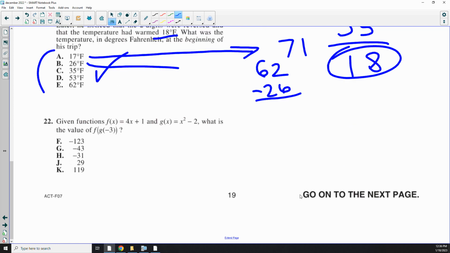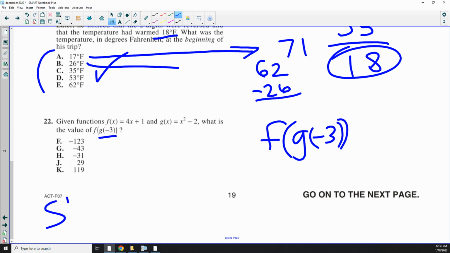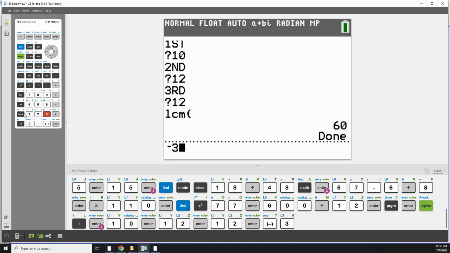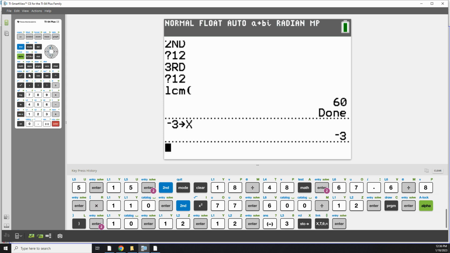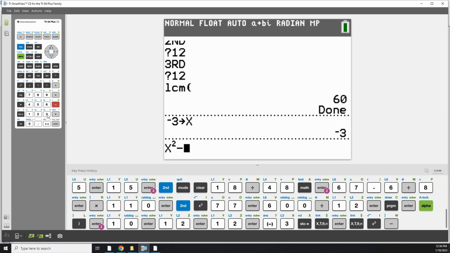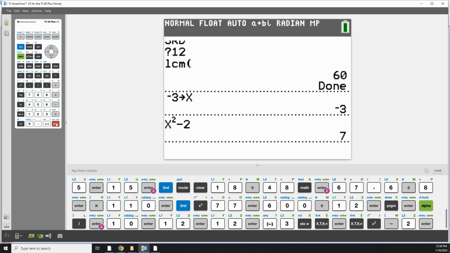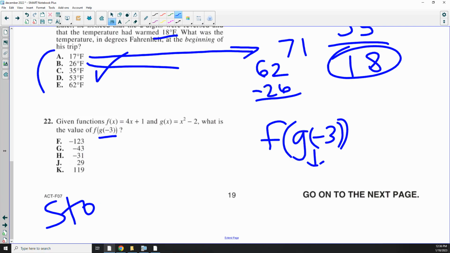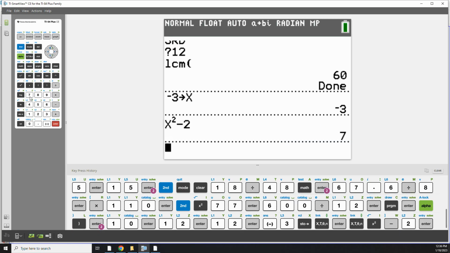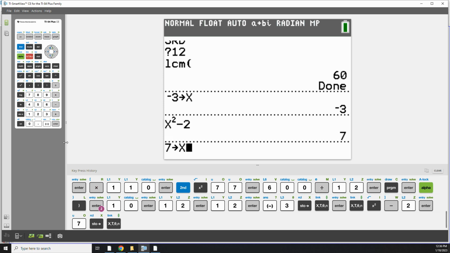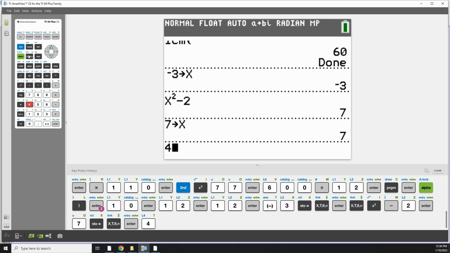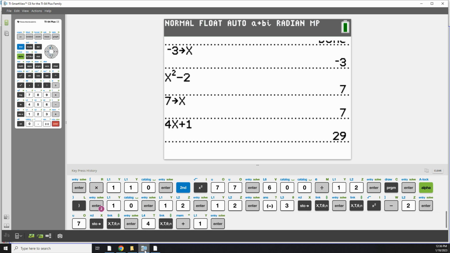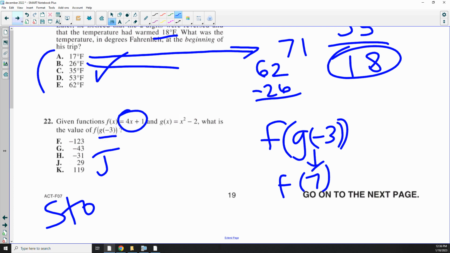Famous problem, famous answer. We have f of g of minus 3, so we're going to store negative 3 into g. How does that work? We go negative 3 store x, and then we type in the function g, which is x squared minus 2, and we get 7. Then I take the 7, because that's what this is, and I store it for f. So isn't that 7 store x? And then I type 4x plus 1 to get 29. Most people don't need the store for that. They just do it.